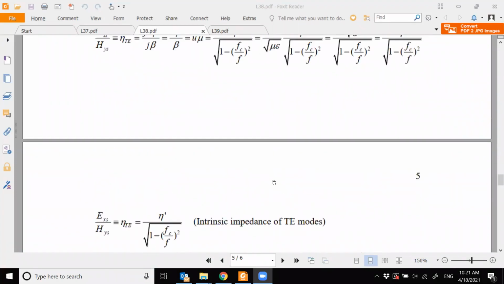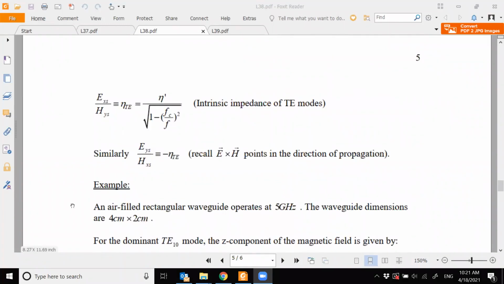Now, in a similar way, you can also get the intrinsic impedance. This is very similar to our unbounded case. You can also get it like this, EYS over HXS. That is also the intrinsic impedance, but it will be a negative. This is what we have also seen in the unbounded medium. Why? Because we know E cross H must point in the direction of propagation. So the negative sign is included in the intrinsic impedance. So this is the intrinsic impedance of our rectangular wave.